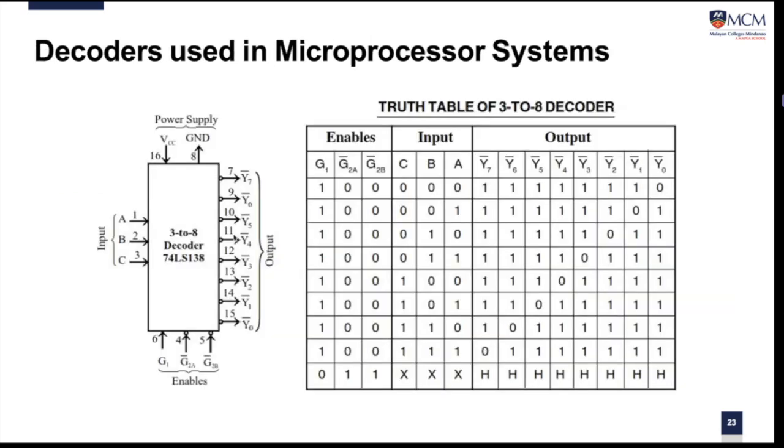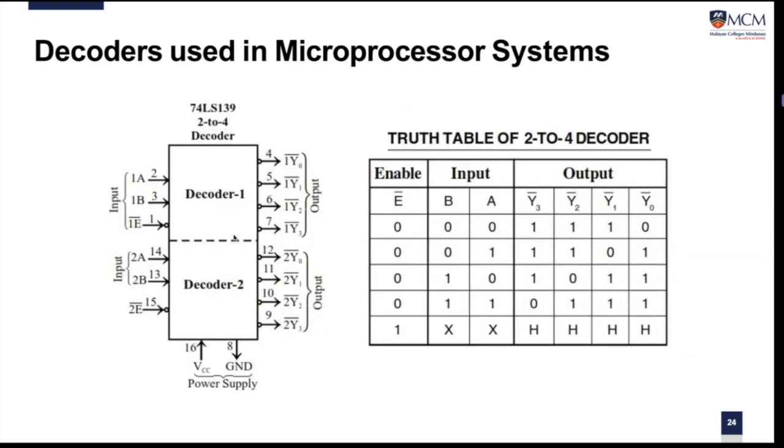So one of the decoders used in microprocessors is the decoder 74LS138. And you have already designed a decoder as much as I know. You can create your own decoder by having a truth table. So there's no need to discuss this one. And for a 2 to 4 decoder, we have the 74LS139. This one.